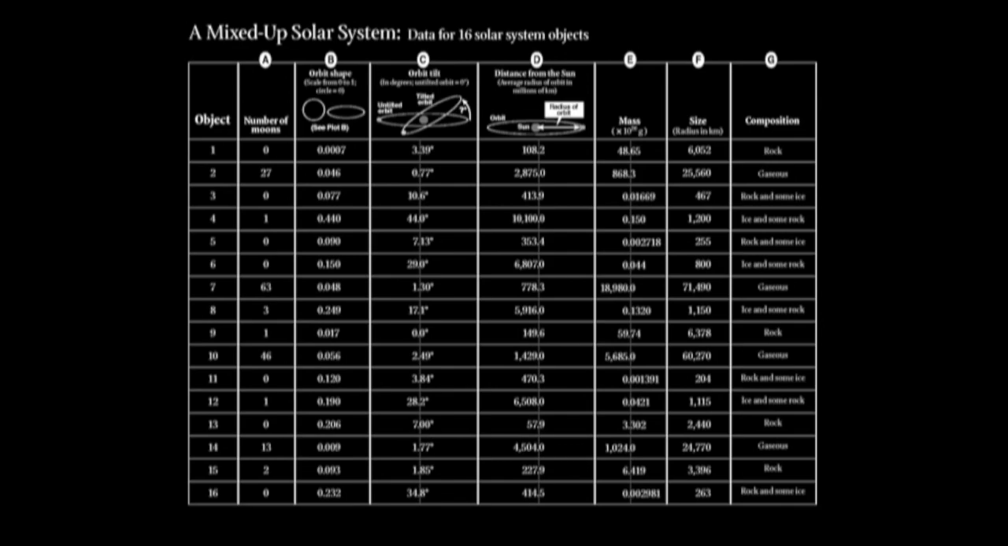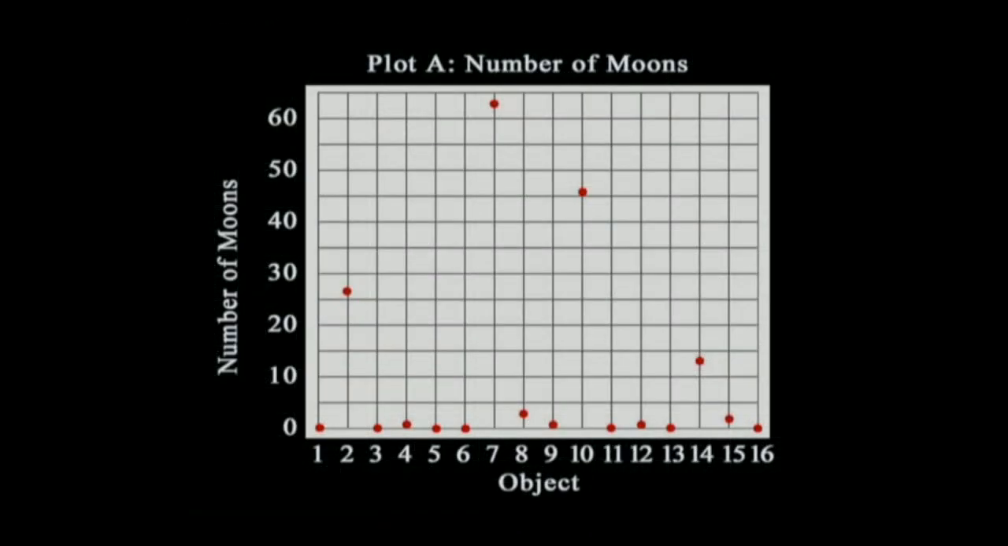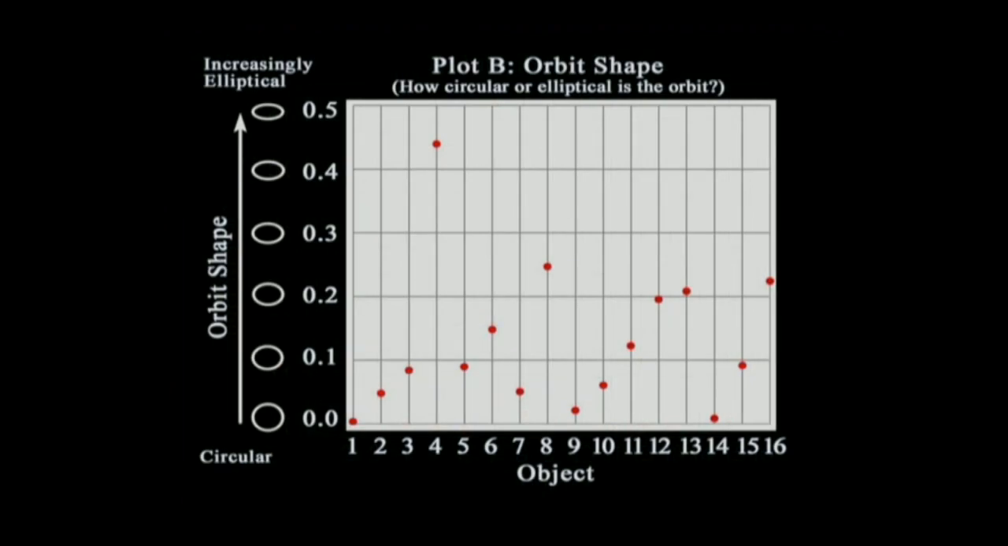You graph them. So here is a graph of the number of moons. And you can see very easily, just looking at the graph, that most of the objects have very few moons or no moons. And there are 4 objects that have many moons. If we look at orbit shape, you can see again a trend that the dominant number of objects have roughly circular orbits. And there are some that are more elliptical. And then there's one way up here around an ellipticity of 0.45. Number 4 has a strongly elliptical orbit.